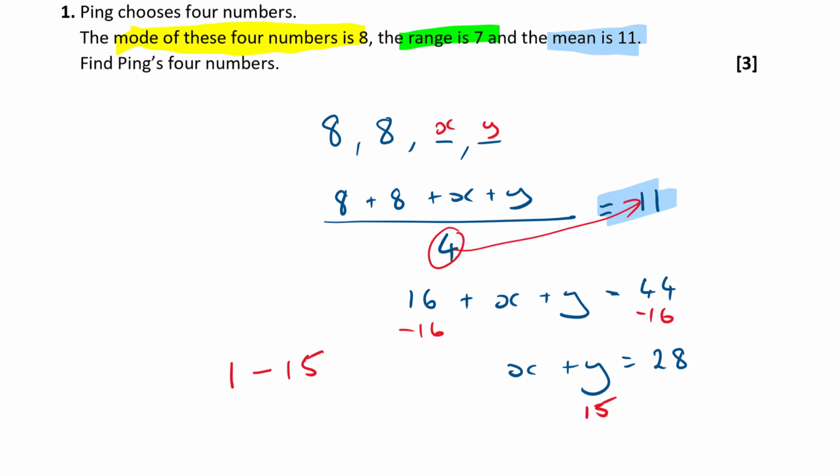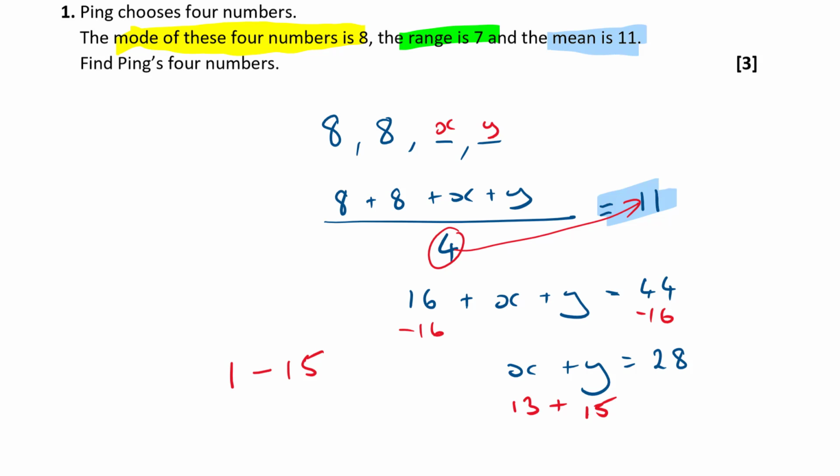If y was 15, then x is going to have to be what? 15 plus what is 28? It's got to be 13, isn't it? So it could be 13 and 15. Okay. So then I'd have 8, 8, 13, 15.